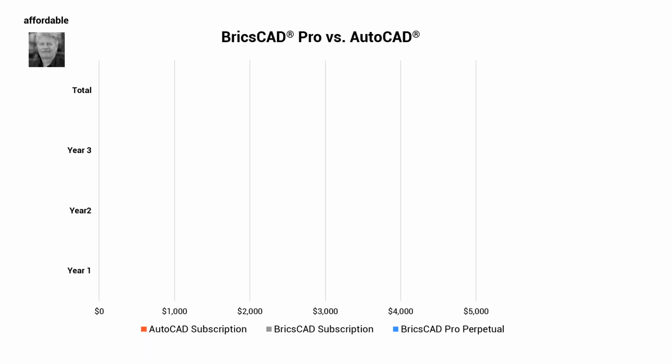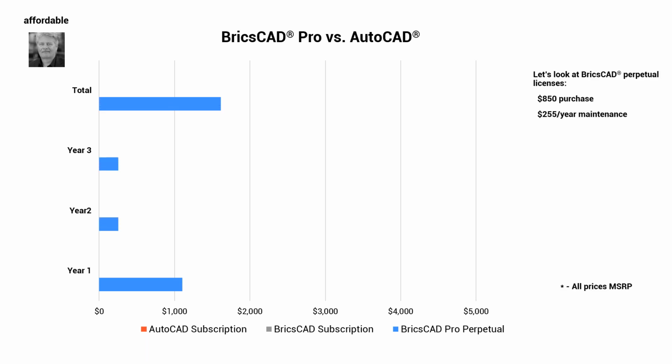Now, first thing to note about BricsCAD is you can buy it as a perpetual license, and I'm going to show you that cost now. So for BricsCAD Pro, we're talking about $850 in year one to acquire it and $255 a year in maintenance. So this gives you a three-year total cost of about $1,600, very nearly.